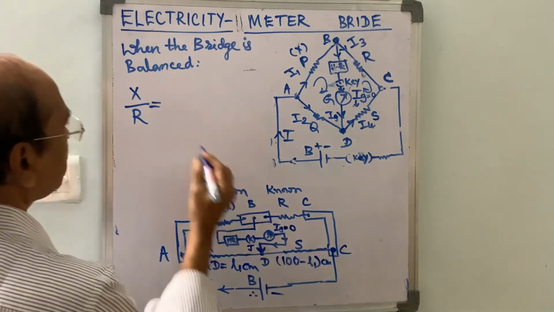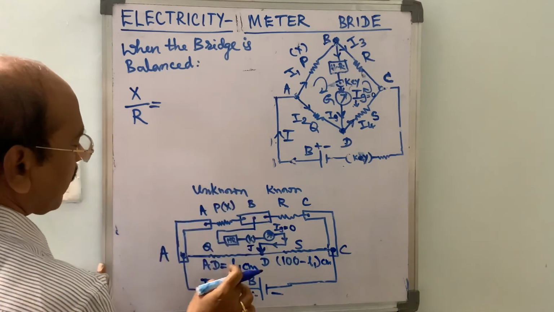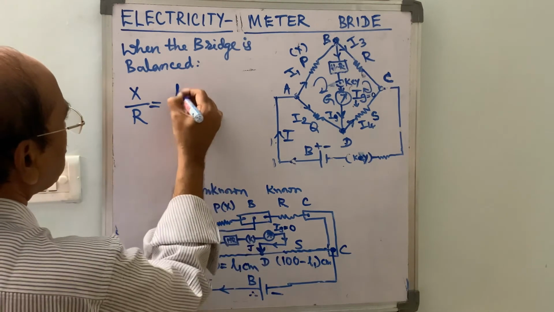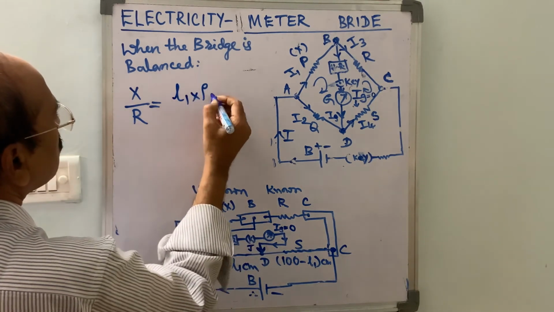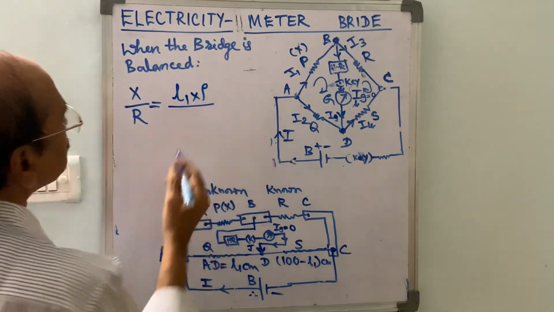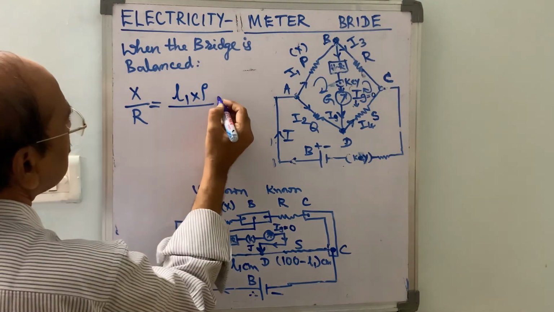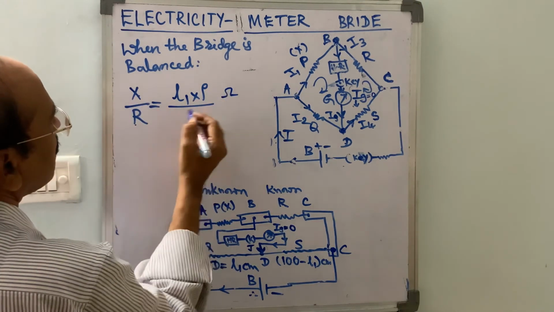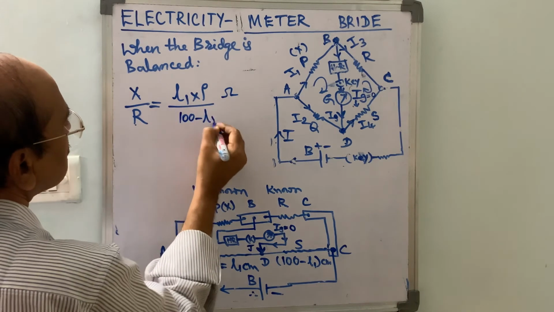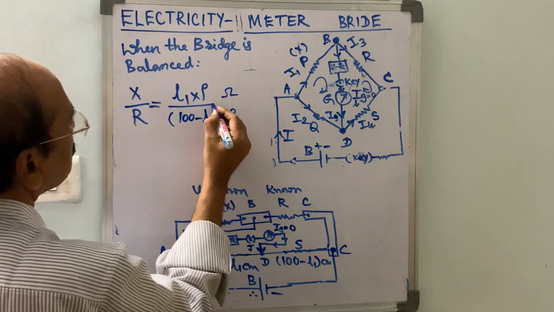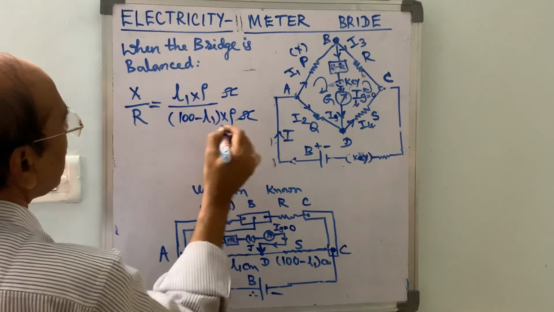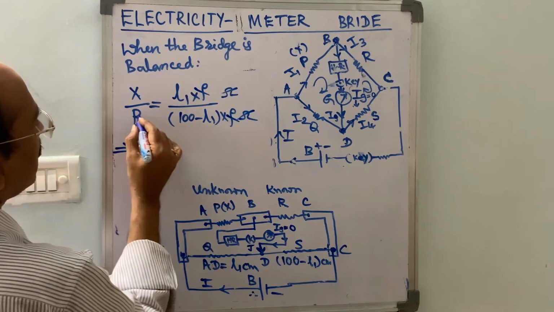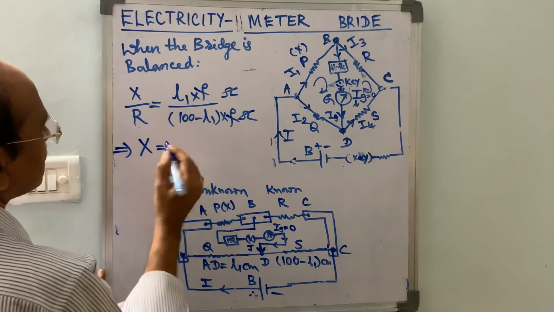because the total AC is 100 centimeters, so 100 minus L1 centimeters. So this is in the ratio, with each centimeter 2 ohms. Let the specific resistance be rho. Therefore L1 into rho, in ohms. X is also in ohms, R is also in ohms. L1 and 100 minus L1 into rho, this is also in ohms. The ohms get cancelled and the rho gets cancelled. Therefore here we want only X, the unknown resistance, X or P.